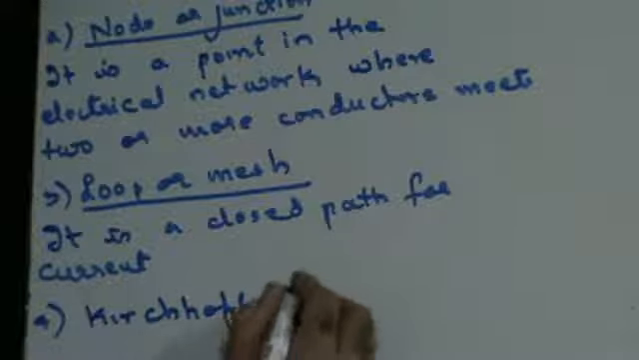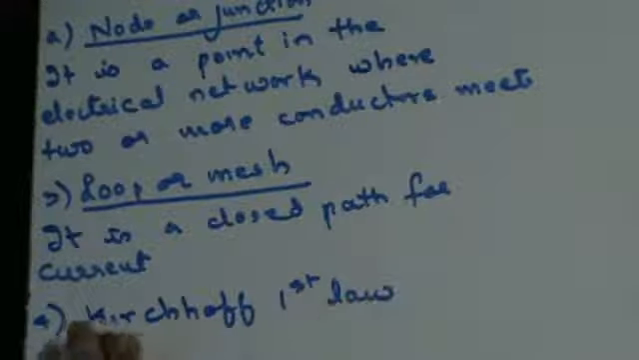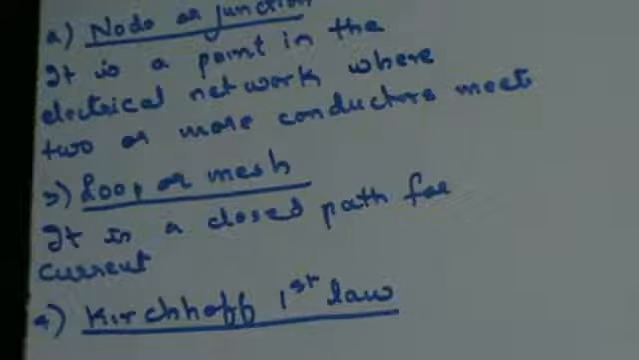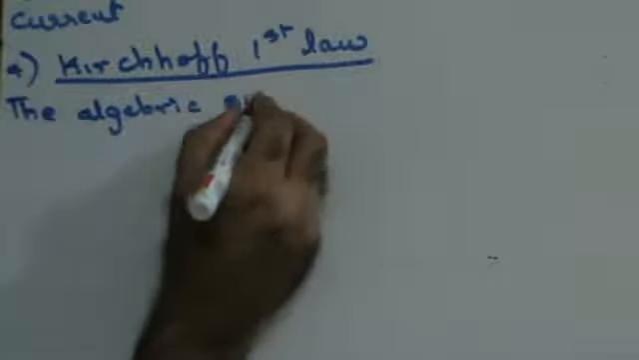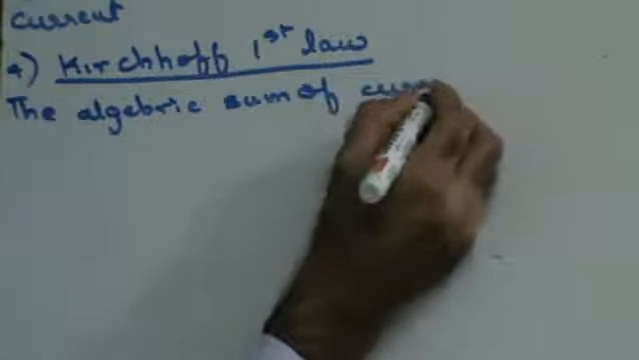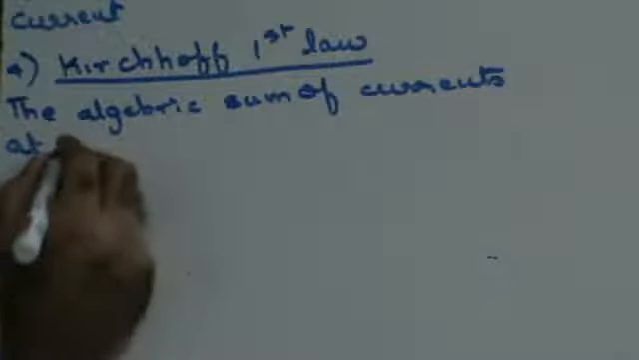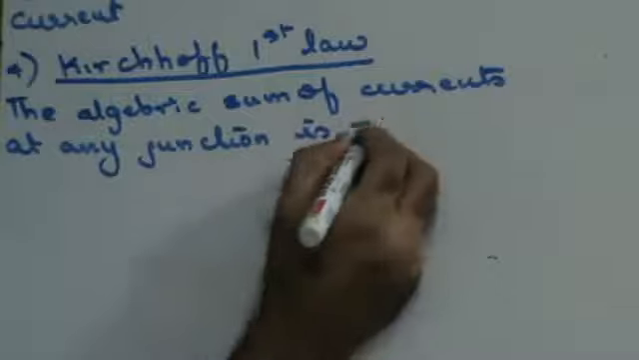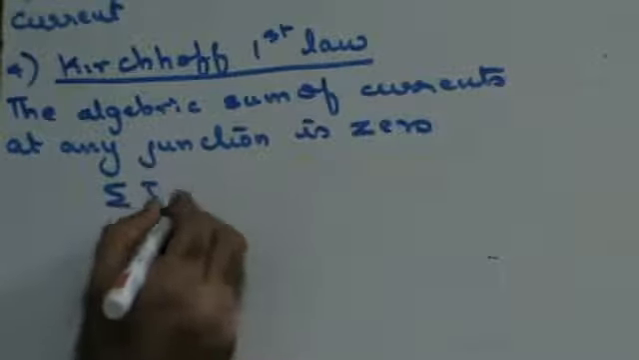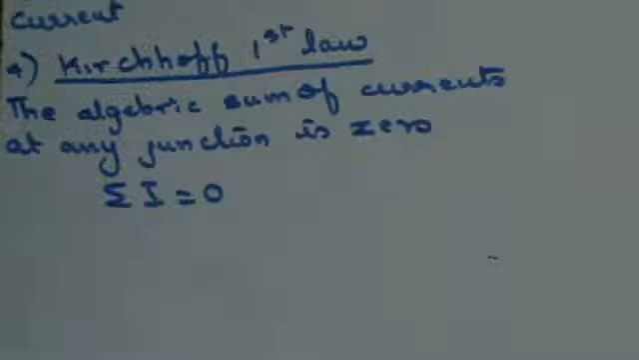Kirchhoff's first law is also called the current law. Kirchhoff's first law states that the algebraic sum of the currents at any junction is equal to 0. That means sigma I is equal to 0. So do we understand Kirchhoff's first law?